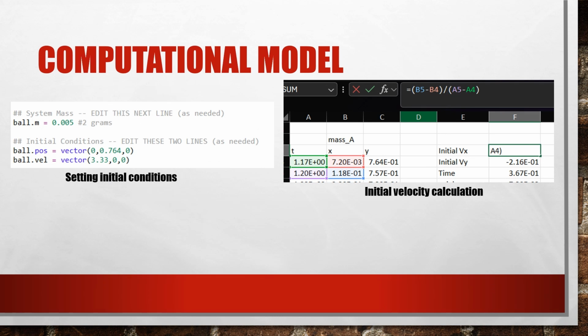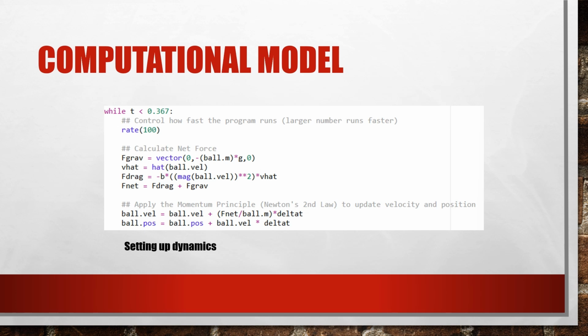When creating the computational model, the mass of the object was set to 5 grams, and the initial position was set accordingly. The initial velocity was then found by calculating the positions at 2 subsequent timestamps, which gave the initial speed to be 3.33 meters per second. The coefficient for drag was then set to be 0.002. The simulation was then set to simulate for 0.367 seconds, which is exactly how long the Tracker data lasted.